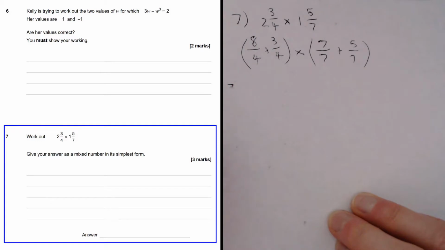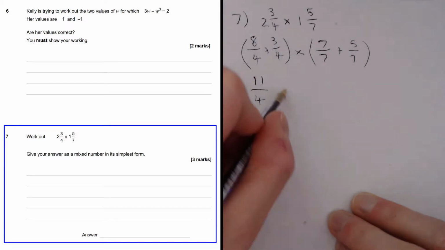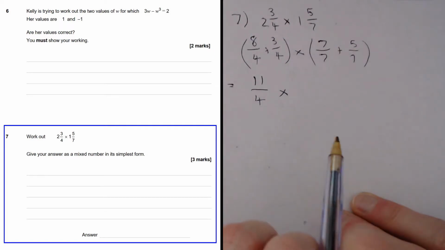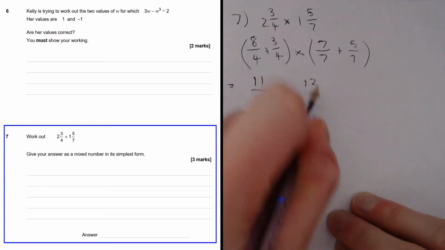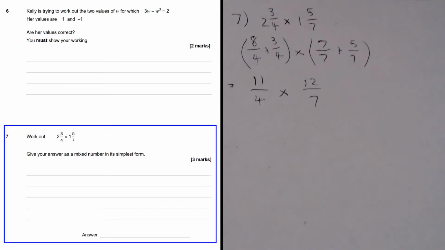So 8 plus 3 is going to give us 11. So we've got 11 over 4 times, and here we've got a 7 plus a 5, which is a 12. 12 over 7. Remember, we can add the numerators of fractions so long as the denominators are the same, which they are in this case. So now we're doing 11/4 times 12/7.